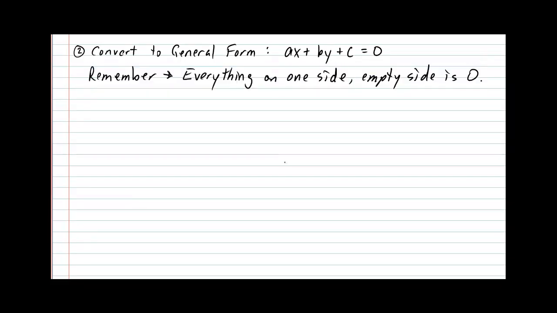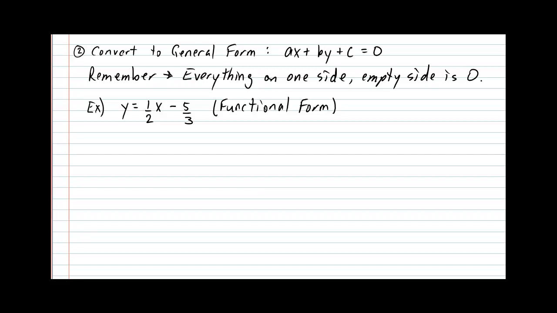Next, let's take a look at converting to the general form for the rule of a straight line. For the format of a general form, it helps if you remember the following. Everything is shoved over on one side of the equal sign, while the empty side is set to 0. Let's try with the following example. This rule is written in functional form, y equals half x minus 5 over 3.